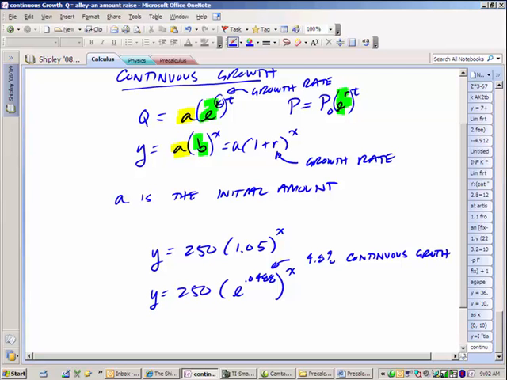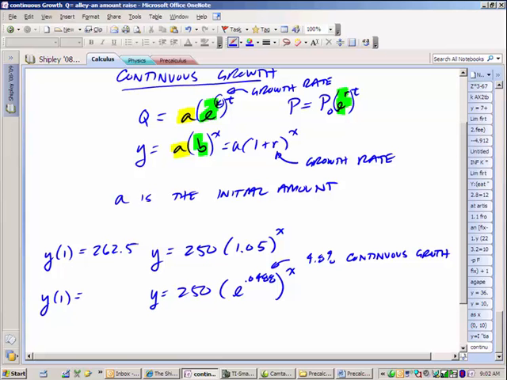Do me a favor. After 1 year, tell me how much I have for the first equation. We're going to have more or less than 250? More. 262.5? All right, the second equation, tell me how much we have after 1 year.